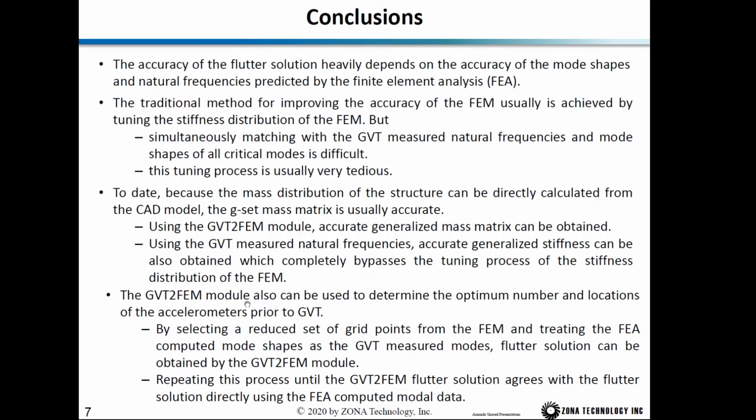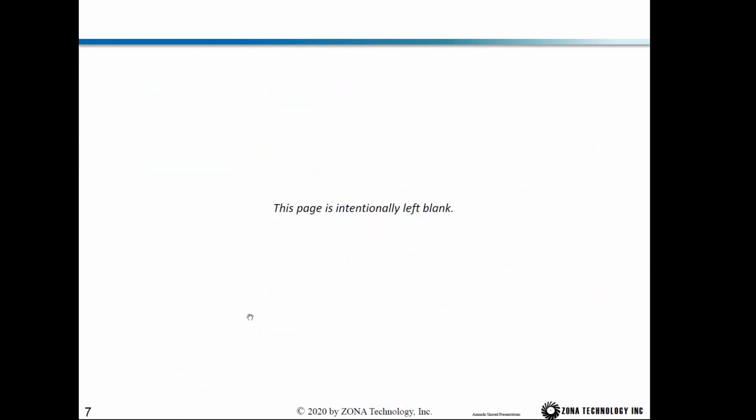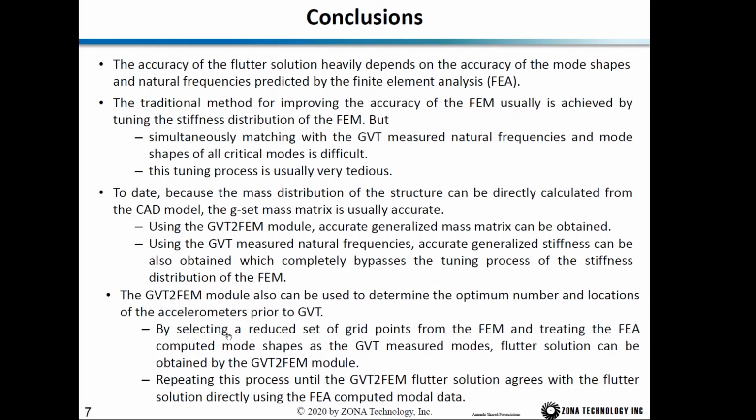The GVT to FEM module can also be used to determine the optimal locations and numbers of the accelerometers prior to the ground vibration test. By selecting a reduced set of grid points from the finite element model and treating the finite element computed motion as the GVT measured modes, the flutter solution can be obtained by the GVT to FEM module. Repeat this process until the GVT to FEM flutter solution agrees with the flutter solution directly using the finite element computed model data.